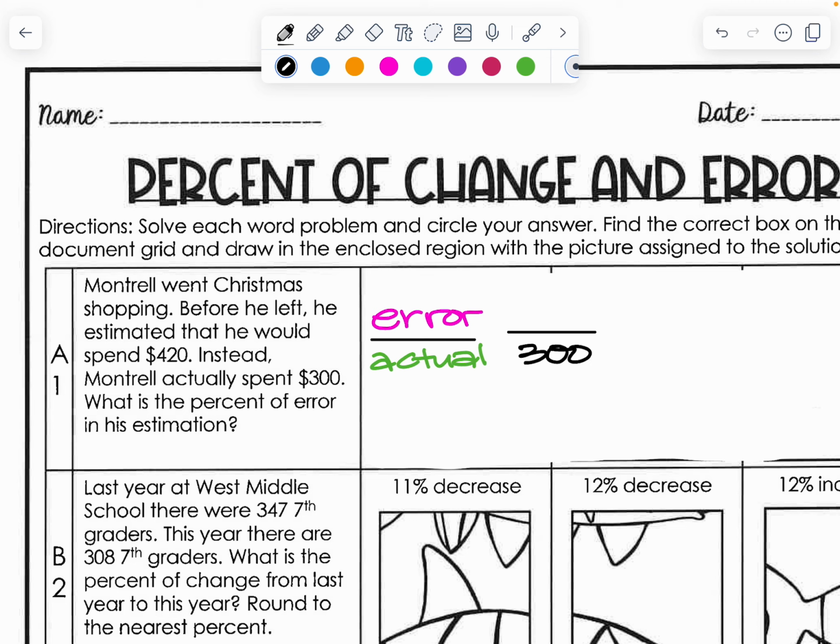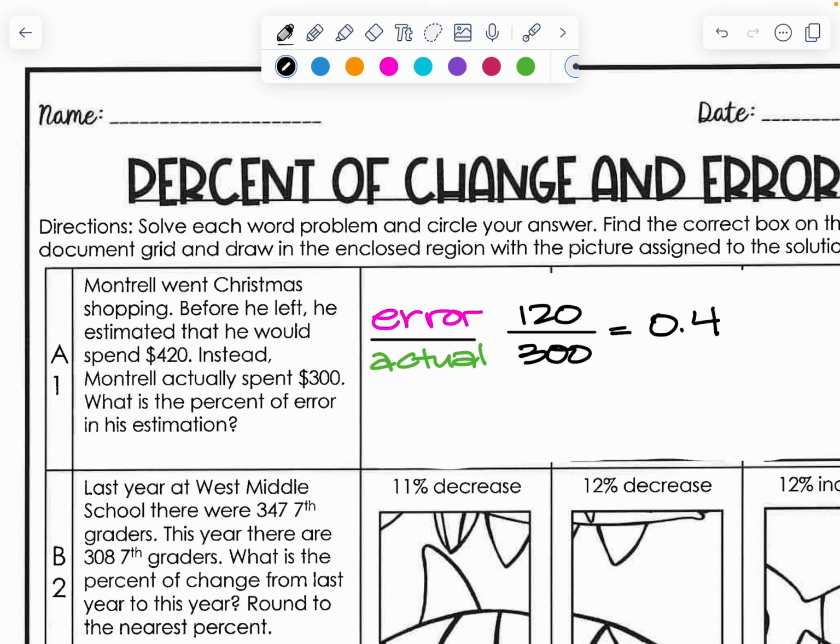Now the error, how far off was he? So you're going to figure out he guessed $420, but he only spent $300. Isn't that a difference of $120? Yeah, he was only $120 off on his guess. That line in a fraction means divide, so put that in your calculator. 120 divided by 300, and you would get 0.4.